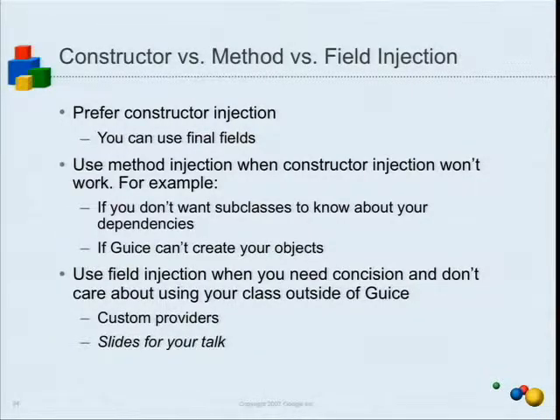Another case where method injection is good is when Guice can't create your objects. So maybe the object already exists, or it's a third-party object, something like that. Or, well, I guess this wouldn't work in the third-party situation. But if your object already exists and you don't want Guice to call your constructor, you can still ask Guice to inject your methods and fields. Obviously, you can't inject the constructor after the fact because it's already run.